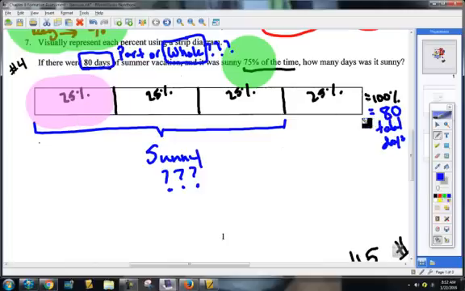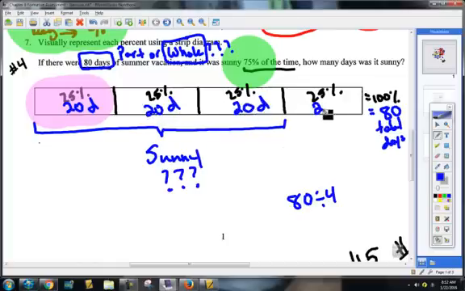Well, since 80 represents all 4 pieces, I'm going to do 80 divided by 4. That's going to give me 20 days in each one of these sections. 20 days in each one, and there we go. Now I can look at it and say, okay, if they want to know how much it's sunny, I look right there and I say, oh, it's obviously going to be 60 days.